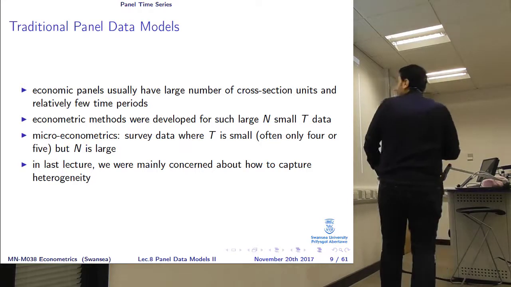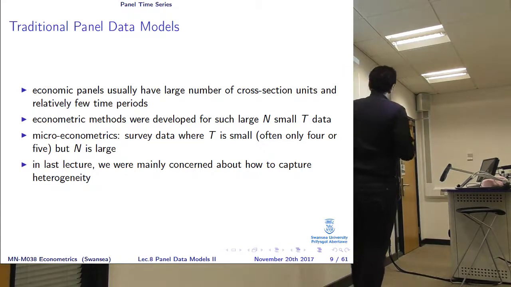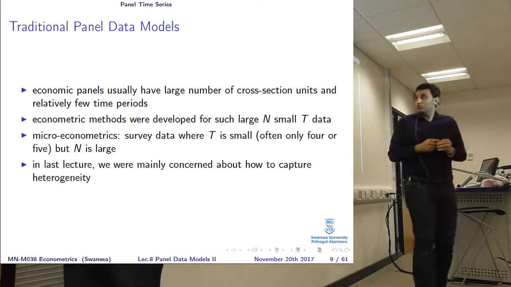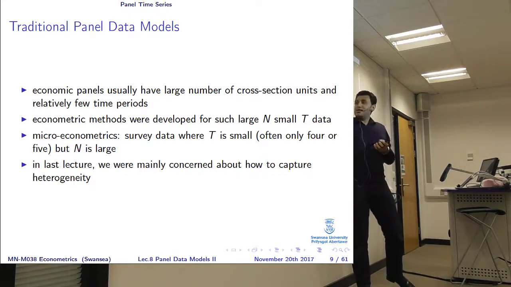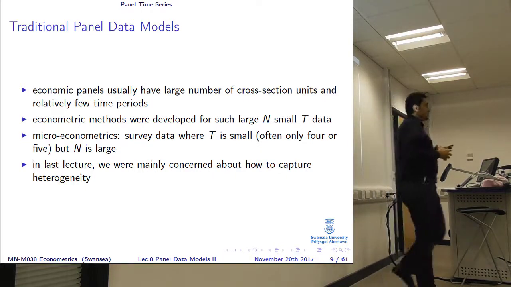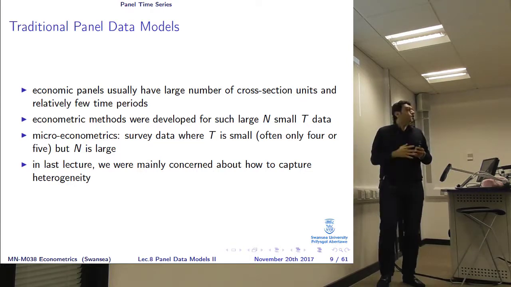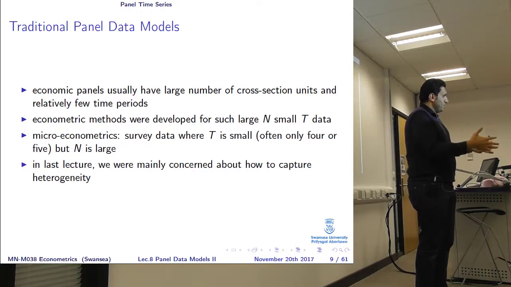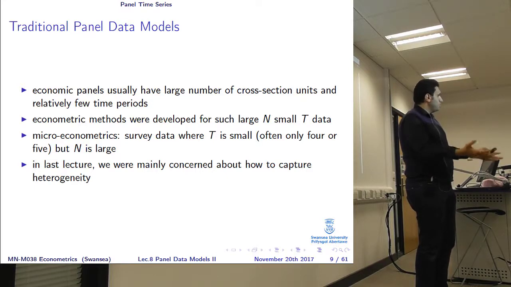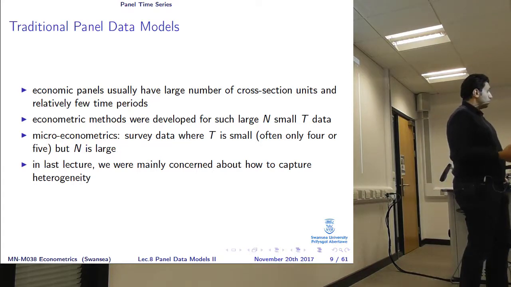Okay, so we have econometric methods that are developed for panel data. They actually were developed for a large N and small T, and this field was known as microeconometrics. That's because it is based on survey data where you have T very small and N large. Again, N is the number of objects. Do you remember, these objects could be individuals, countries, firms, anything. So these are the number of objects N, or the cross-section units.